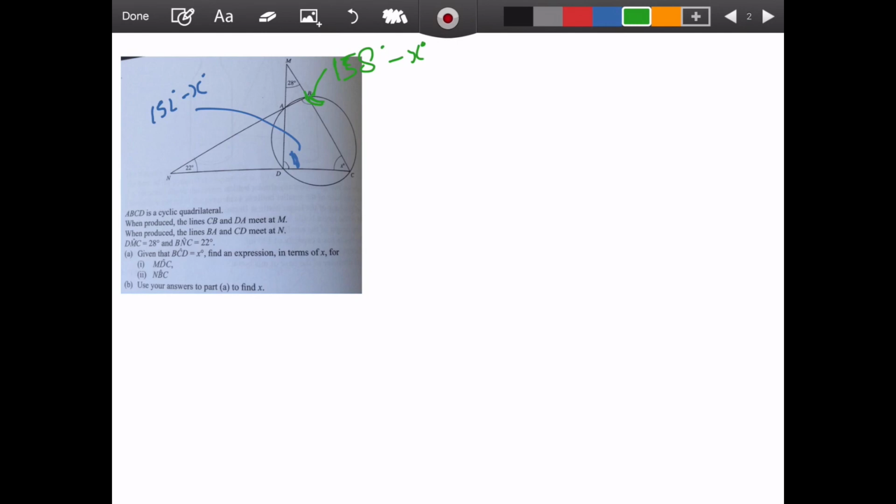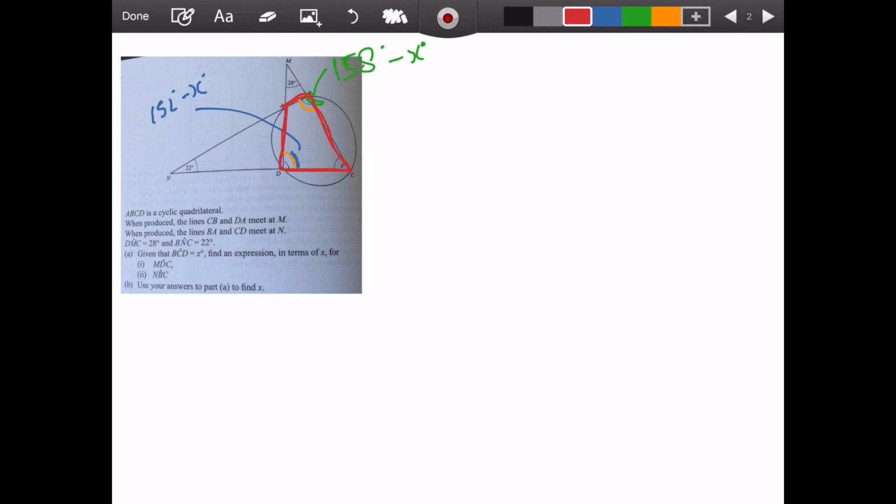Okay, so you remember that opposite angles in a quadrilateral in a circle add up to 180 degrees. So this side, the angle MDC and the angle NBC, you see that they are opposite angles in the quadrilateral. The quadrilateral is this, right? You see this? This is a quadrilateral in a circle. So the opposite angles are supplementary.